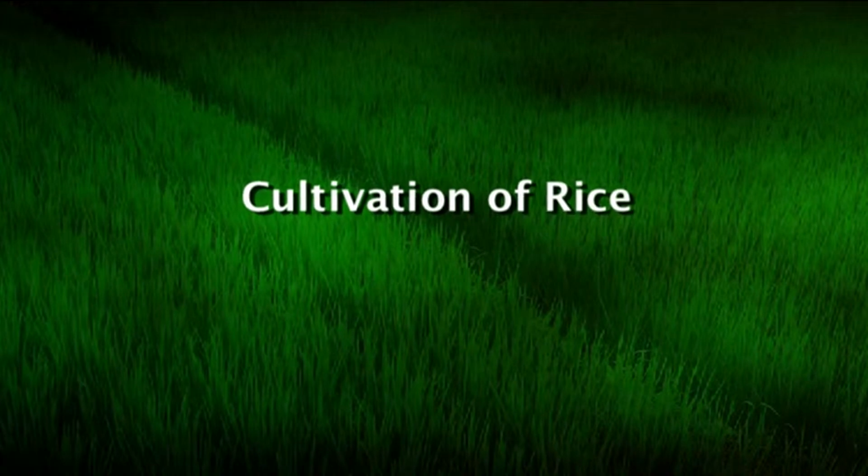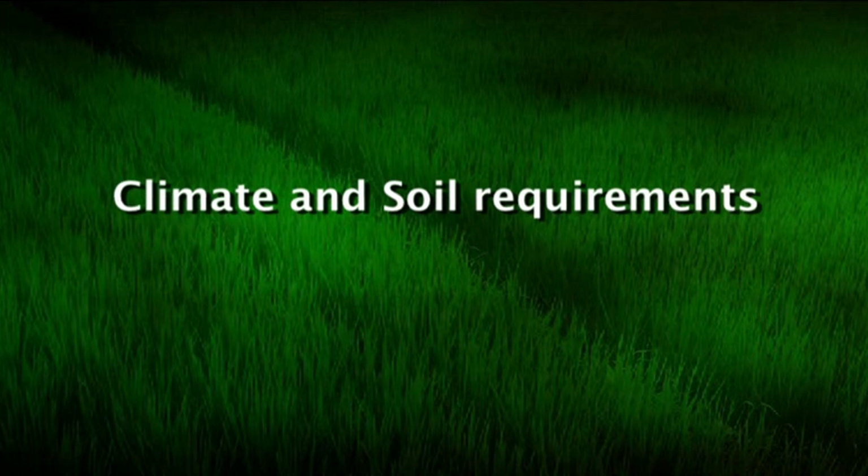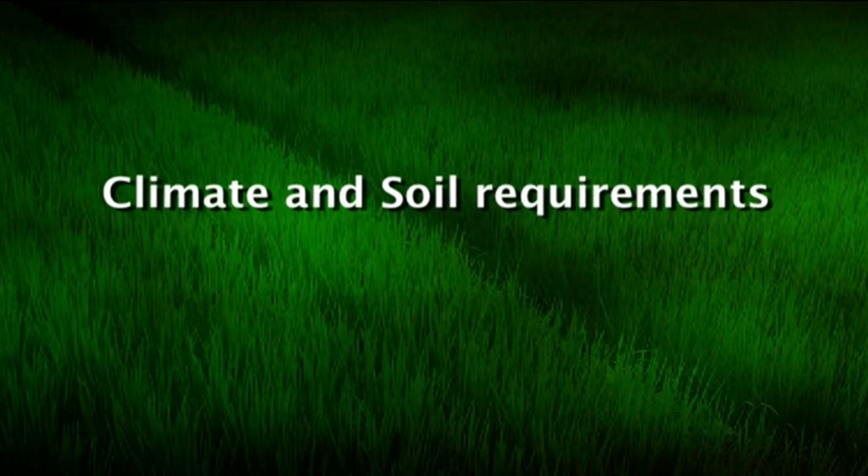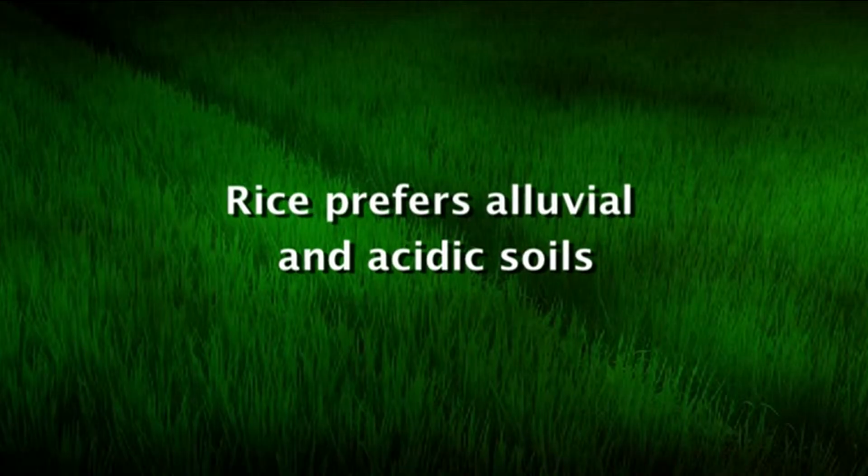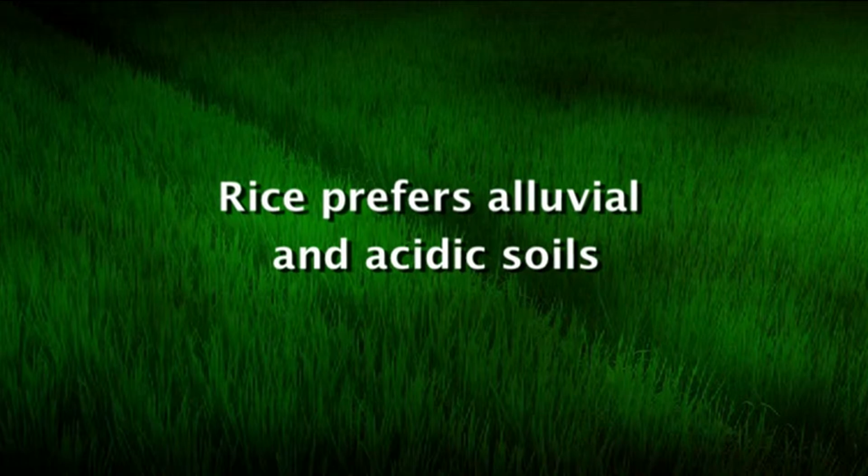After morphology, I will discuss the cultivation of rice. First, we will know the climatic and the soil requirements which are needed for cultivation of rice. Rice can be grown on many types of soils, but heavy alluvial soils of river valleys are preferable. The crop has a preference for acidic soils.